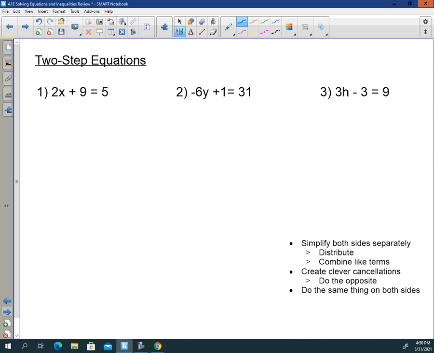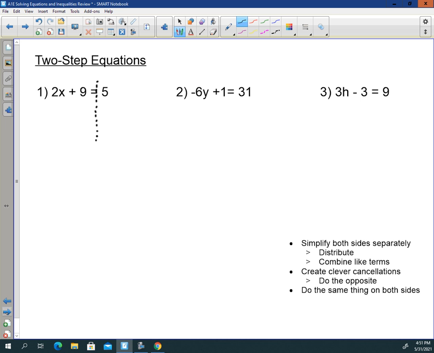Well, then we can take it to two-step equations, and those are nicely named because it takes 2 steps to solve them. And again, like in one-step equations, the simplification step is kind of already done. If we look at the opposite sides of 2x plus 9 equals 5, on the right side, there's nothing to do with the 5, and on the left side, you can't combine the terms of 2x and 9 because they're not like terms. There's no distribution to do, and so we're going to go right to creating a cancellation.